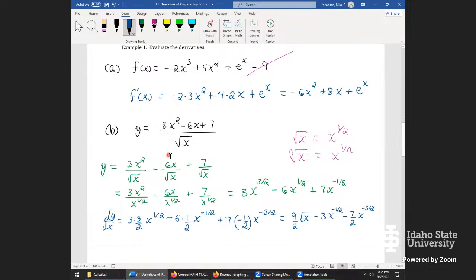This would be a very nasty problem if we had to use the definition of the derivative. It's achievable, but it would probably be pages of scratch work to get through all of that algebra. And that's the value of a good theorem. It just allows you to calculate really, really rapidly. Well, any questions, folks, on getting through this part B here? Okay, well, this is what happens when our exponents become fractional and the function itself is a fraction.